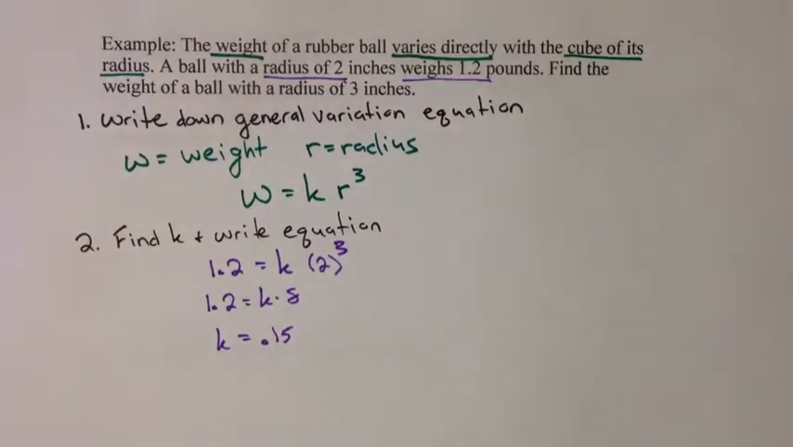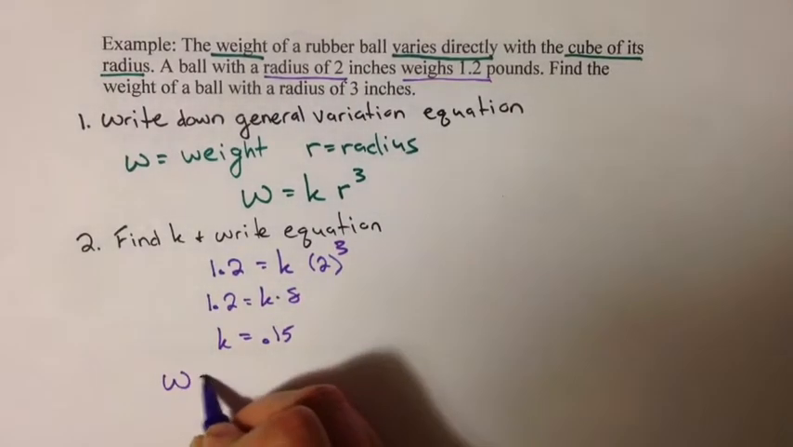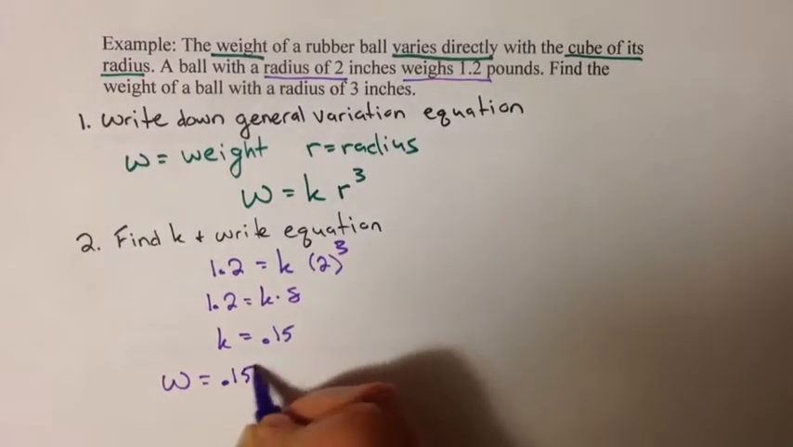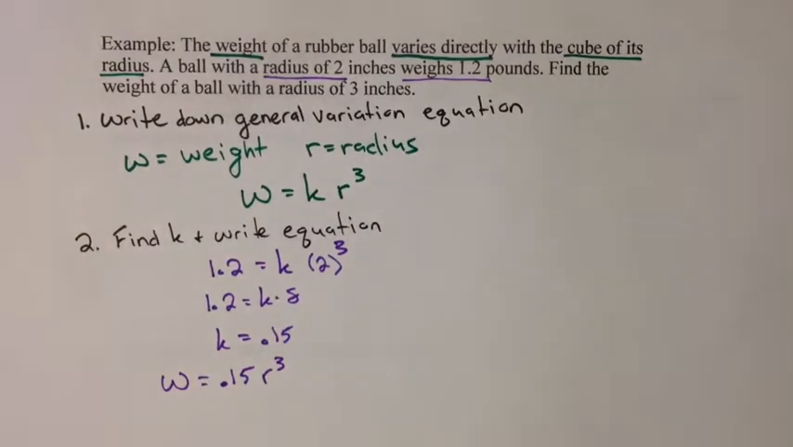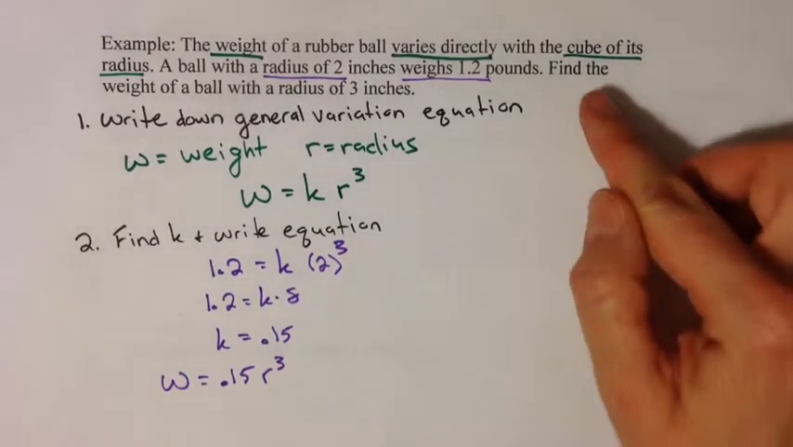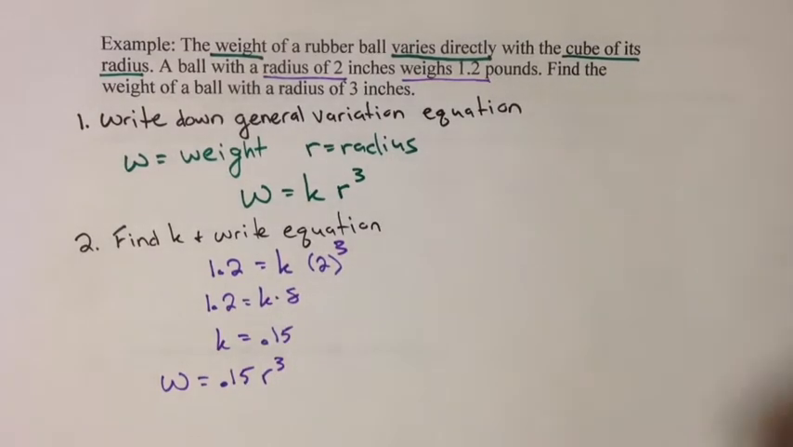Now I can write down an equation that relates the weight with the radius. I can say W equals 0.15 times the radius cubed, now that I know what the K is. Finally, my last step is going to be to actually use this equation that we've invented to find the weight of the ball when the radius is 3 inches.